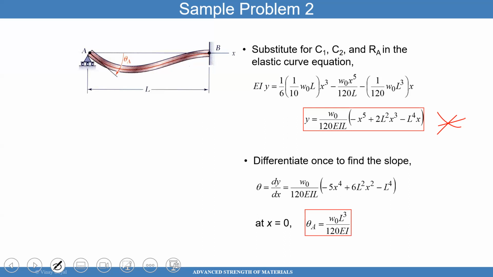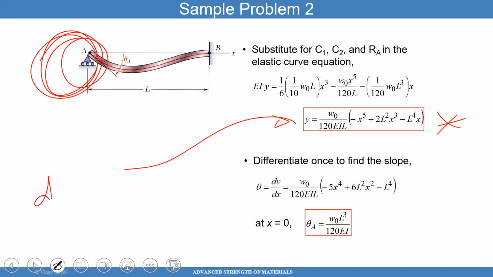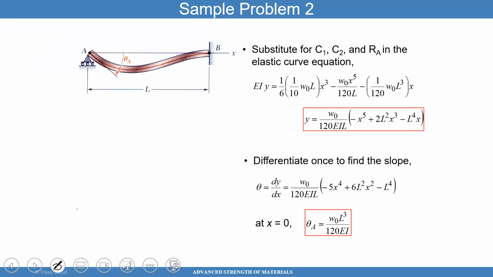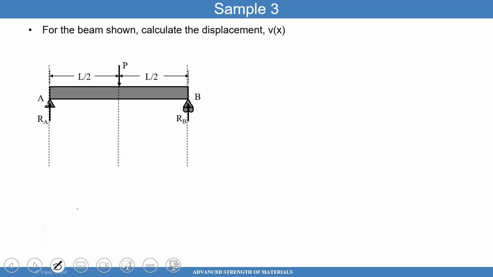And then if you want to look at the slope at x equals 0, because you're interested in knowing what that slope is, just out of curiosity, you can find the derivative of this equation, dy/dx, to figure out the slope at this particular point A. And that's a very straightforward calculation. Let's go to another example, if you're okay with that.